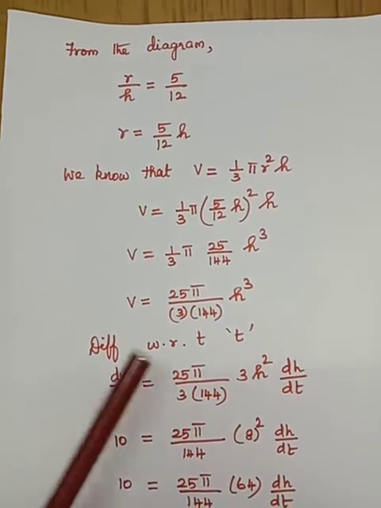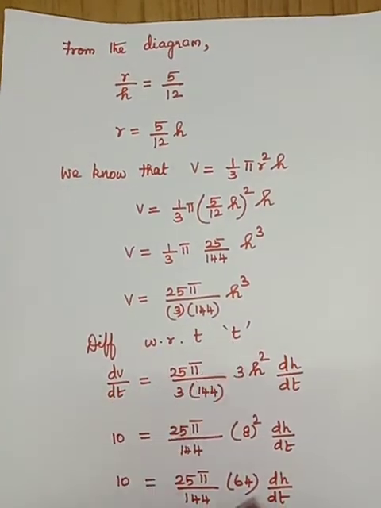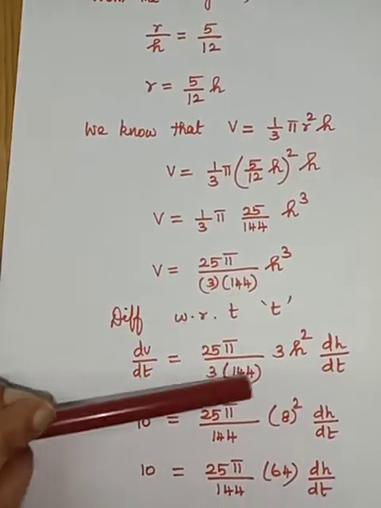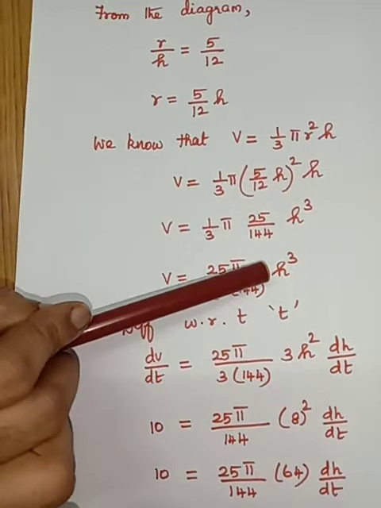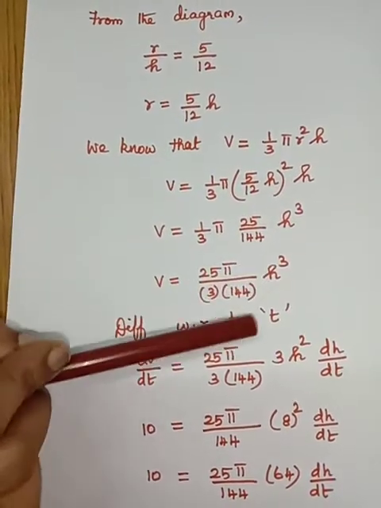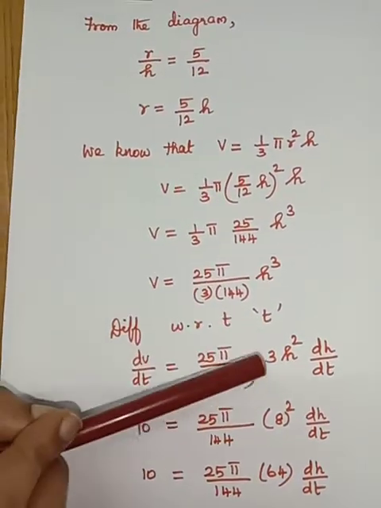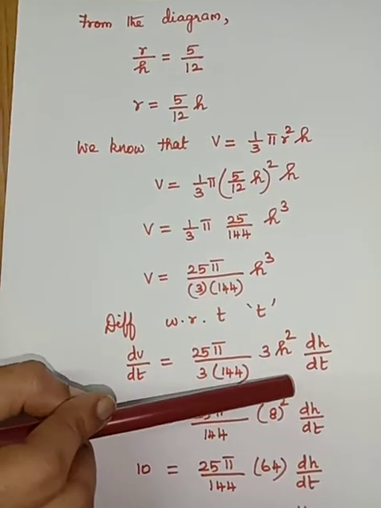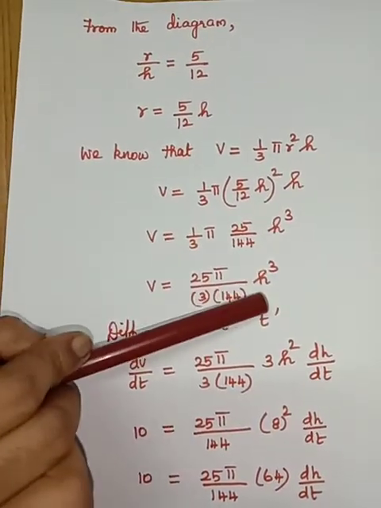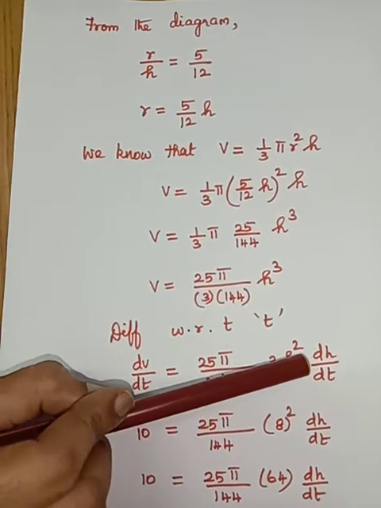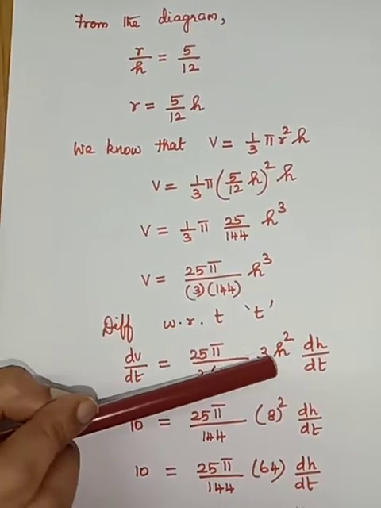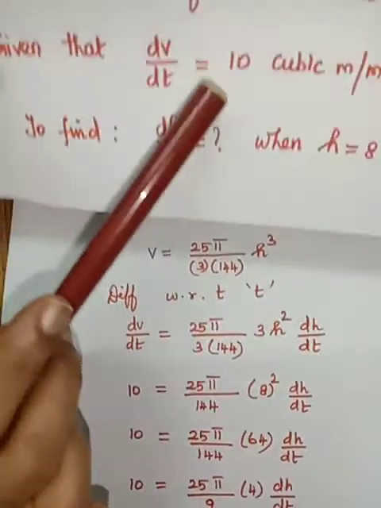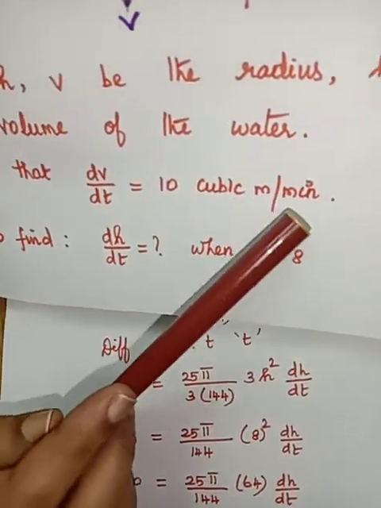You are going to differentiate with respect to time. So it is dV by dt is equal to, the whole thing is a constant, so we have written as it is. Now you are going to differentiate H cube with respect to t. So the answer is 3H squared into dH by dt, using the power rule, then you have to differentiate H with respect to t. So 3H squared into dH by dt. So what is dV by dt? It is 10 cubic meter per minute.